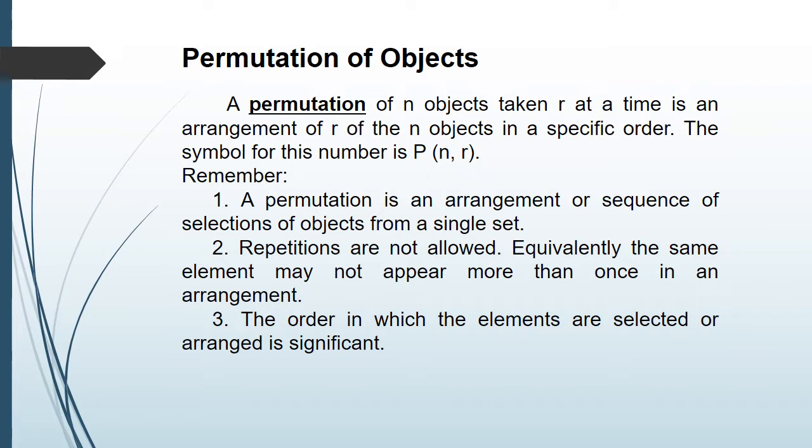Remember, first, a permutation is an arrangement or sequence of selections of objects from a single set. Second, repetitions are not allowed. Equivalently, the same element may not appear more than once in an arrangement. Third, the order in which the elements are selected or arranged is significant.